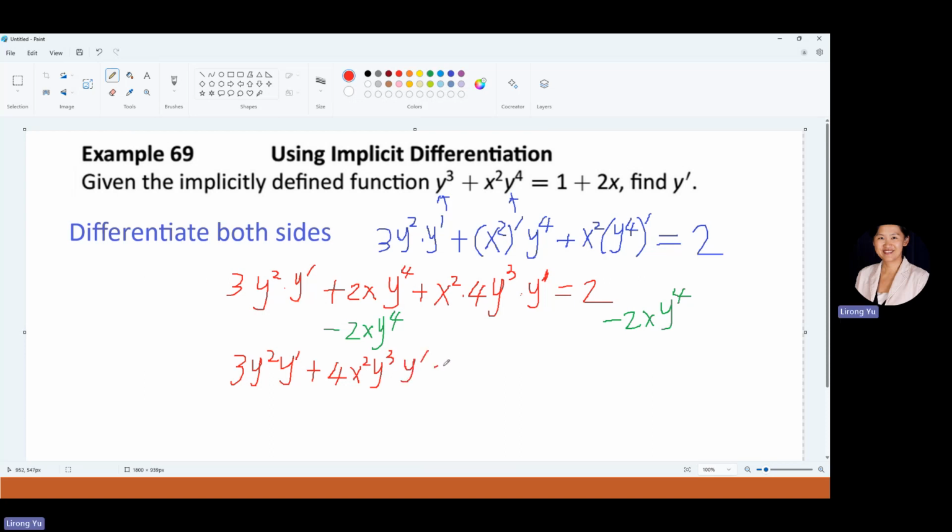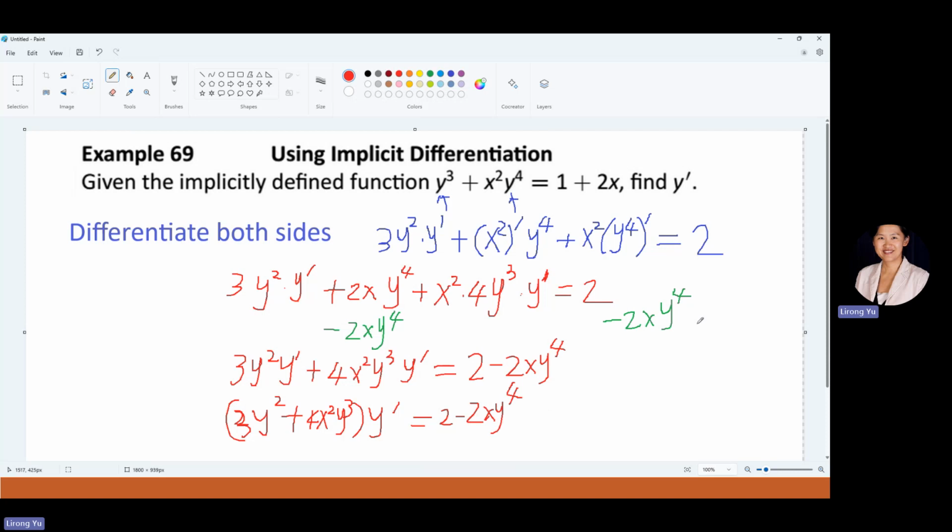So there's two terms on the left and two terms on the right. So 2 minus 2x y to the fourth. And then we would factor the y prime. You want to make sure there's only one y prime. So we get y prime outside. And then this is 3y squared plus 4x squared y cubed. And then y prime is on the outside. This is equal to 2 minus 2x to the fourth.